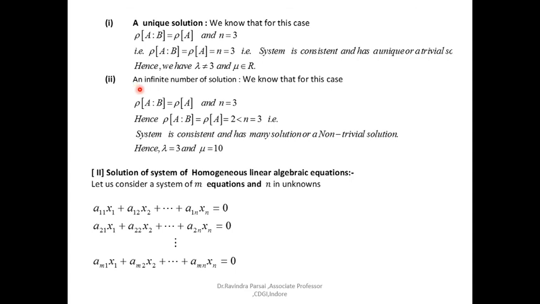And now we come to the infinite number of solutions case. We know the condition of infinite solutions: the rank of the coefficient matrix and the rank of the augmented matrix are both the same, but less than the number of unknowns, which is fixed at 3. This is possible when you take lambda equal to 3 and mu equal to 10. When you put these in our equations, you will get the case of many solutions.